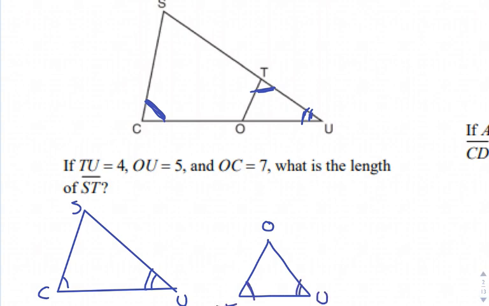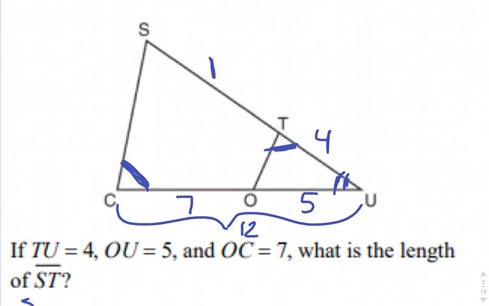an angle used in that same spot. So it says TU is 4, so I'm going to mark it in my original diagram and in my new one. It says OU is 5, and then O to C is 7. So O to C is not in a triangle, but I noticed from C to U that would be 12. So C to U is 12. It wants to know what the length of ST is.